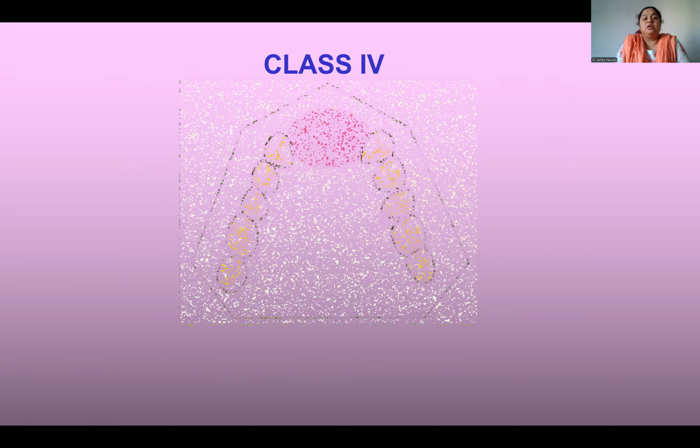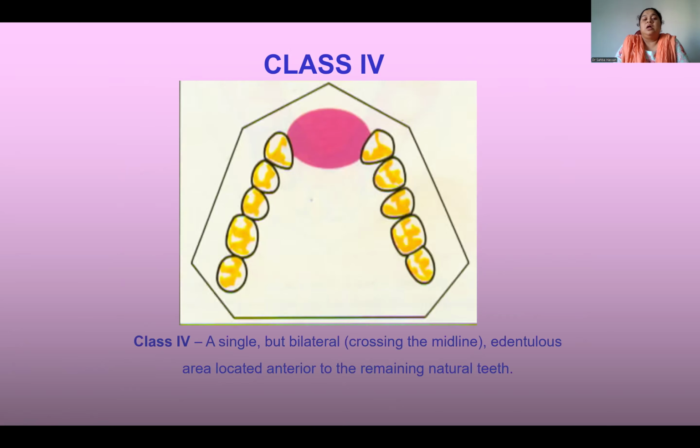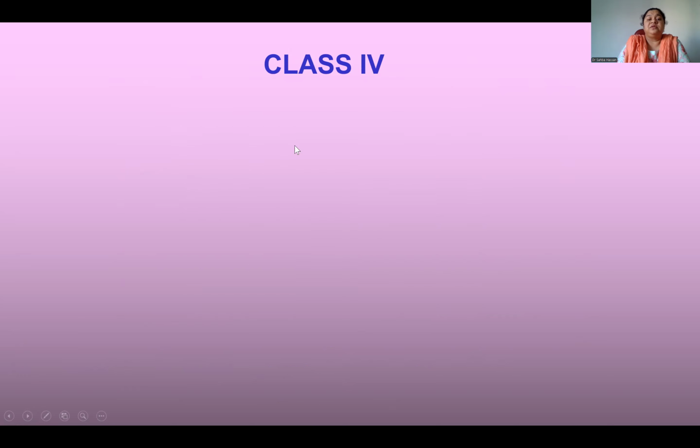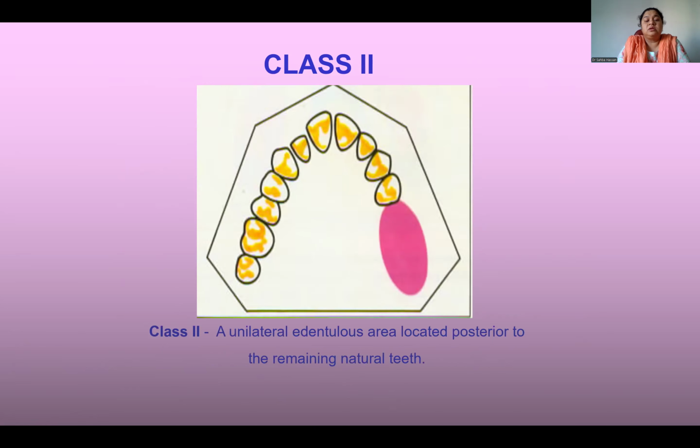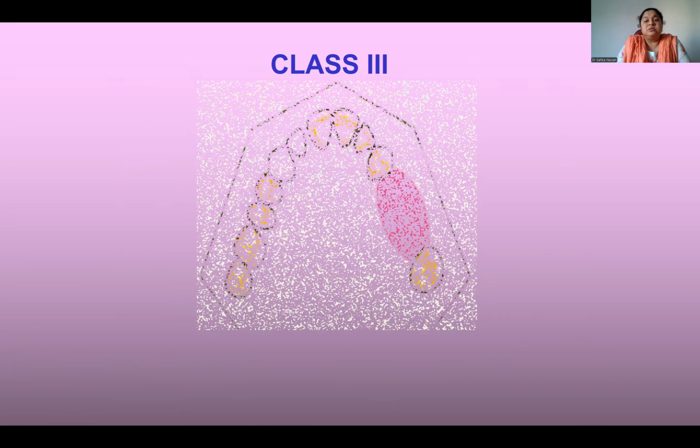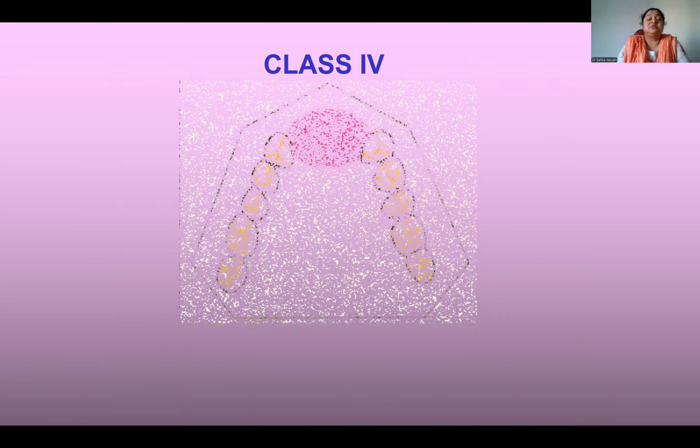And then what is class 4? See, in class 3 it was anterior and posterior, but here it is the midline. Whenever a single but bilateral edentulous area crosses the midline. Now, this is single but bilateral, located anterior to the remaining natural teeth. See the difference. In class 3, the teeth remain both anterior and posterior to it. In class 2, whatever remaining natural teeth there are, they are located anterior and the space is posterior to it. And in class 4, the space is anterior to it. So this is the diagram.